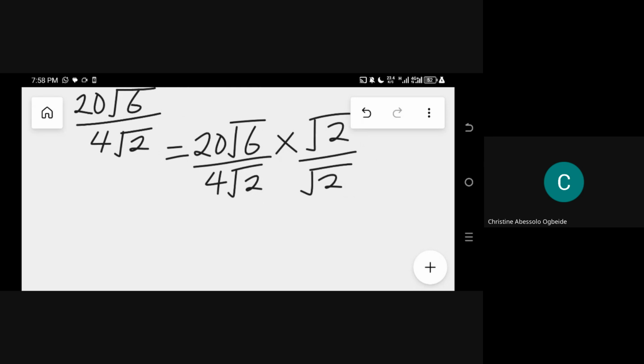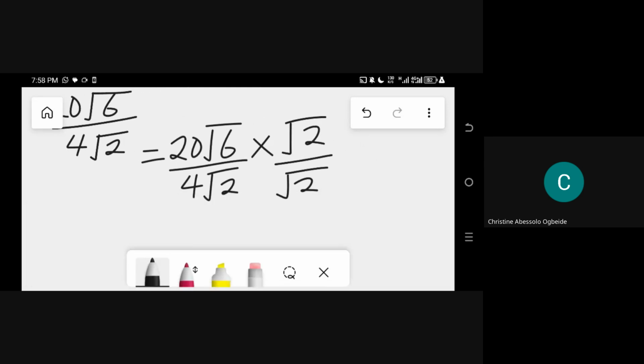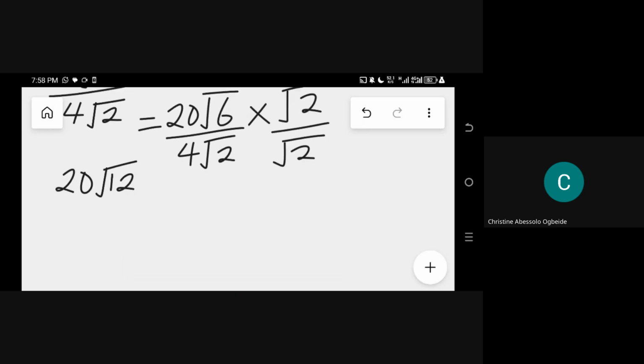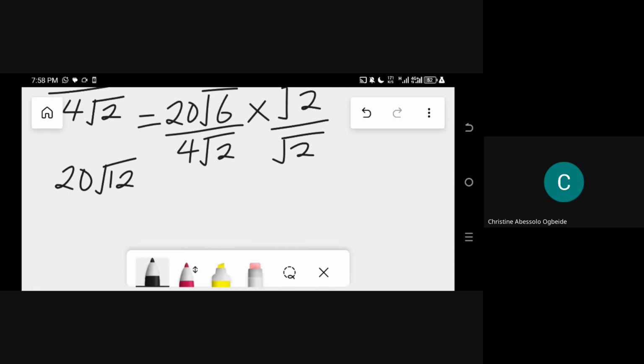And of course, when we multiply this, we have the 20 multiplying the back there. We assume there's a 1 there. So 20 times that one, 20. Then root 6 times root 2 is root 12. So at the top, we have 20 root 12. Then coming to the bottom, 4 root 2 times root 2. That gives us 4 root 4.